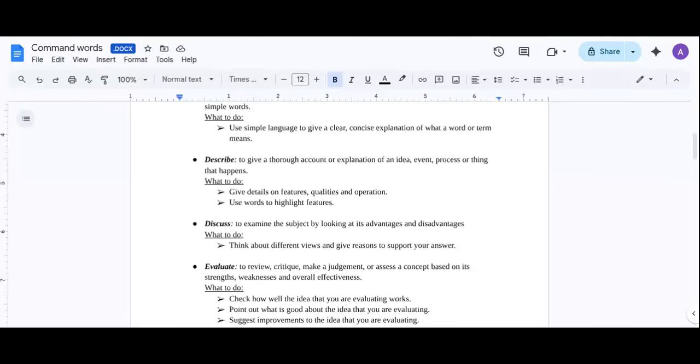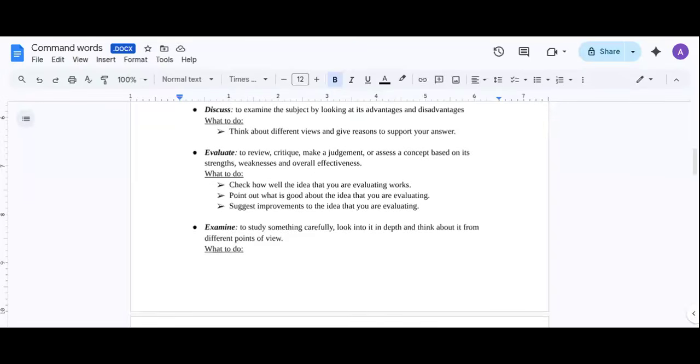Next word, discuss. To examine the subject by looking at its advantages and disadvantages. Again, discuss is another one of those command words that, if you see it, weighs 2 marks for one thing. Sometimes it could go up to 4 based on what they're asking. What to do? Think about different views and give reasons to support your answer.